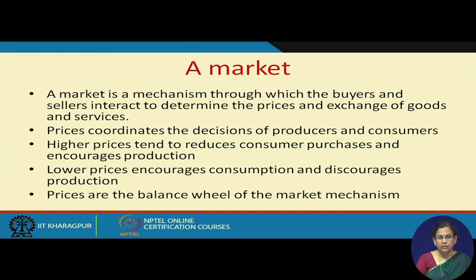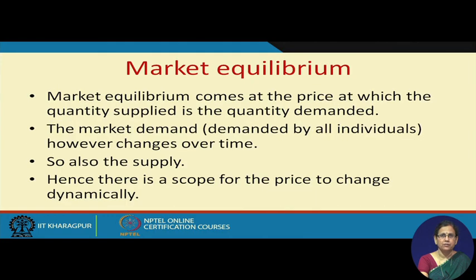So, what is a market? A market is a mechanism through which the buyers and the sellers interact to determine the prices and exchange of goods, both goods and services. Now, these prices coordinate the decisions of the producers and the consumers. High prices tend to reduce consumer purchase and encourage production. Similarly, low prices encourage consumption and discourage production. And these prices are the balance wheels of the market mechanism.